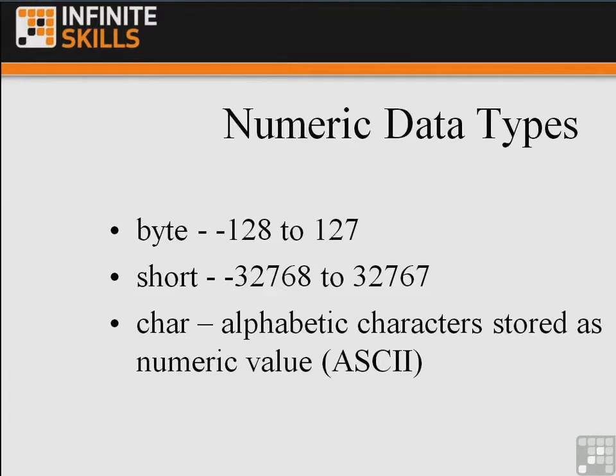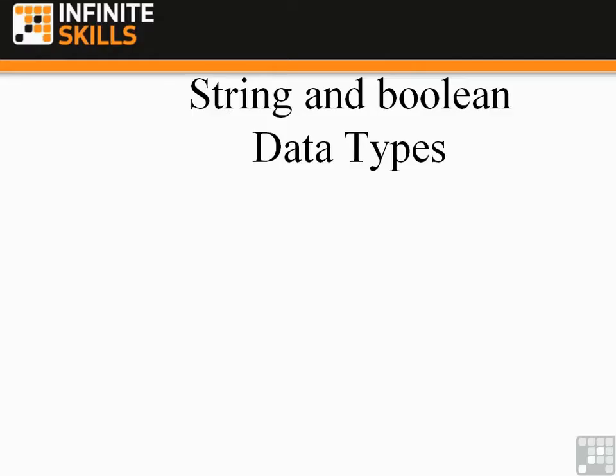That wraps up our discussion of the numeric data types. In the next lesson, we're going to talk about two important non-numeric data types, string and Boolean. After the numeric types, the most common data types you'll use in Java programming are string and Boolean. So let's go over those data types now.